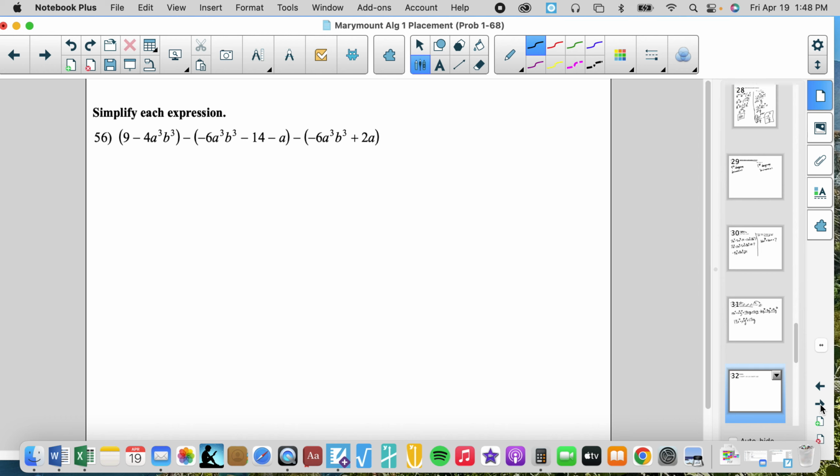Same thing. I'm going to try to do this all in one fell swoop. A's are going to come before B's, and so I have negative 4a to the third b to the third. That's done. This is going to be positive 6a to the third b to the third.